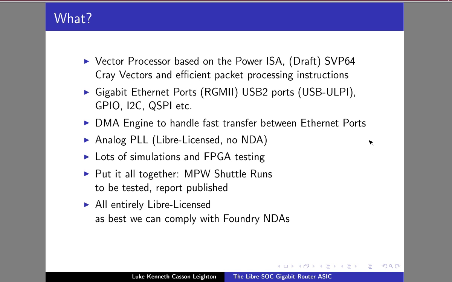Finally, we put it all together, just as we did with the 180 nanometer ASIC. We'll put it in MPW shuttle runs. When we get those back, they'll be actually tested, and we'll provide a full report and publish it. Everything will be entirely Libre licensed. The only condition on that is that we comply with foundry NDAs, which may prevent us from releasing the full files. But we have a procedure there which we followed and explained with the previous ASIC that we did.